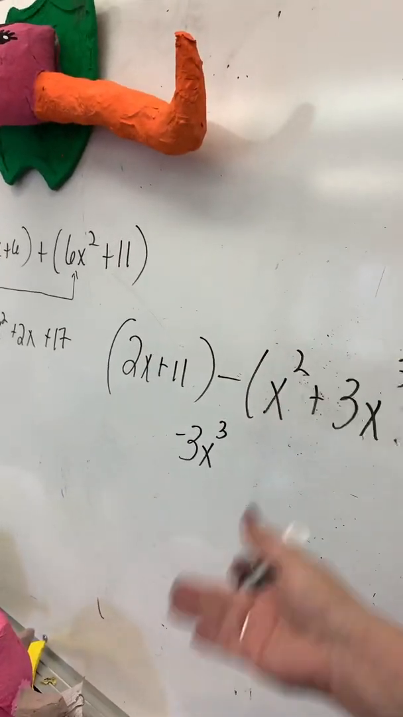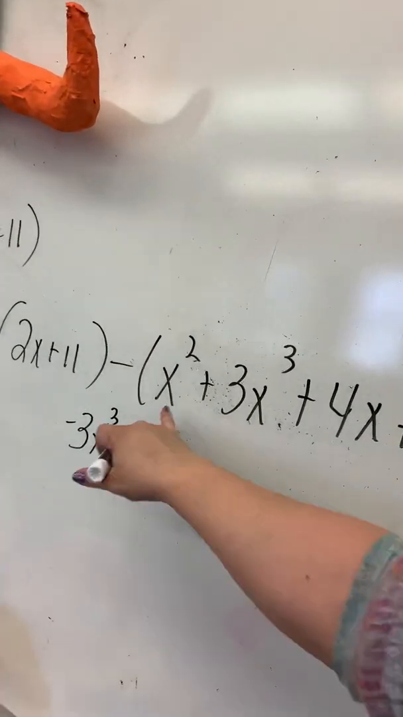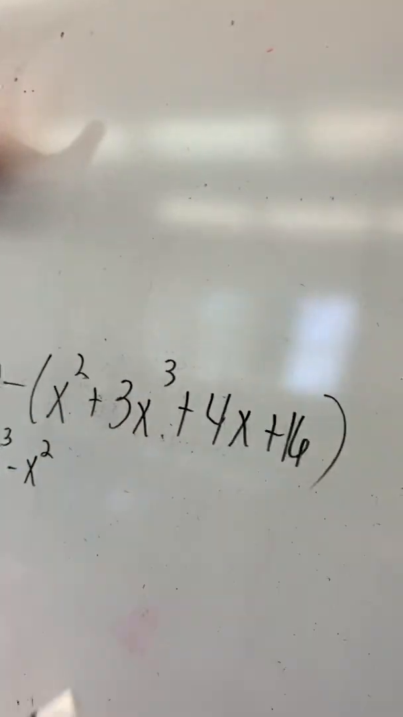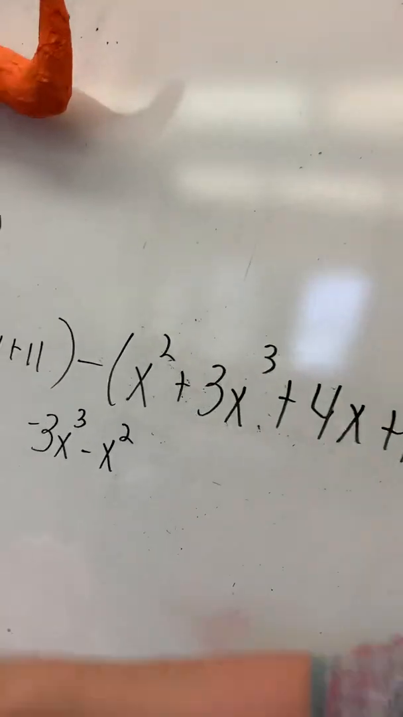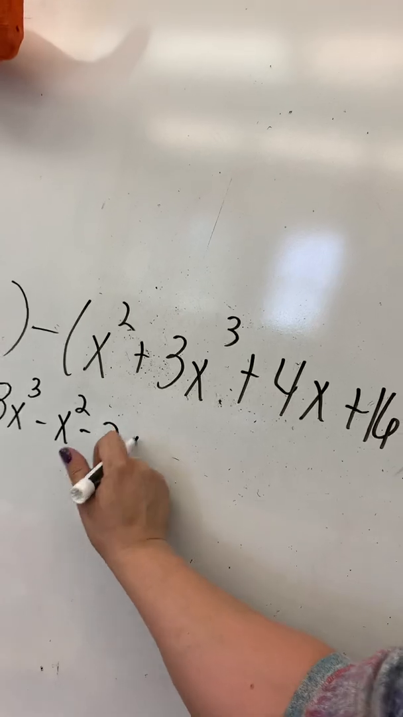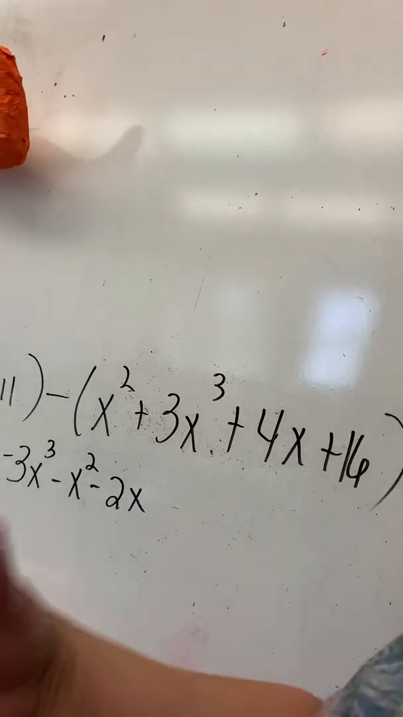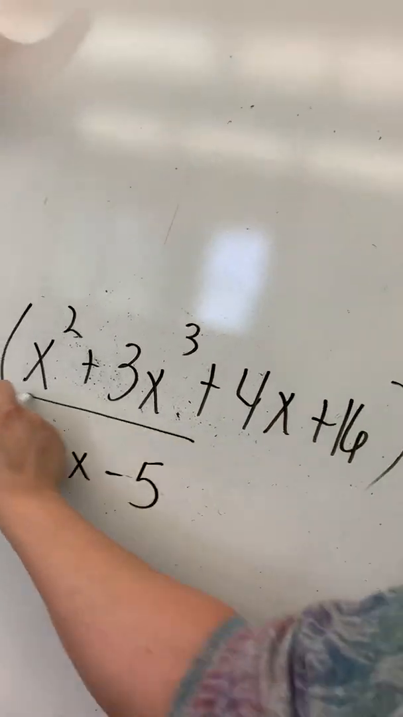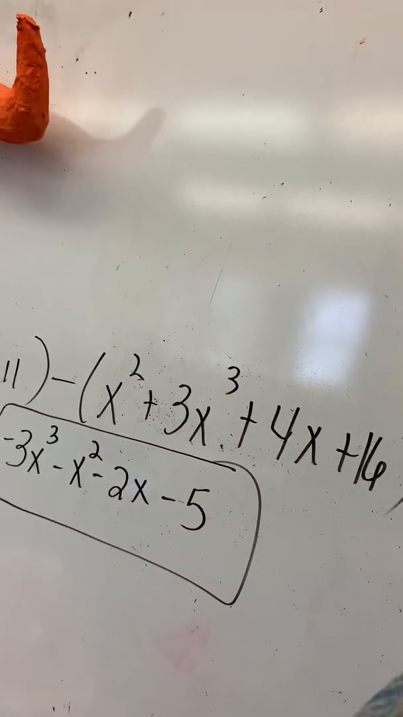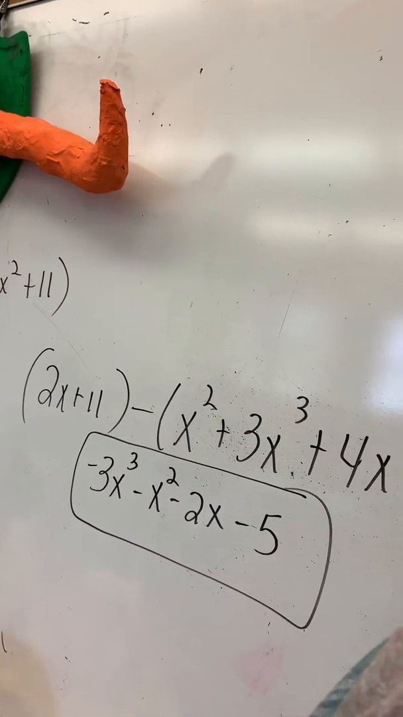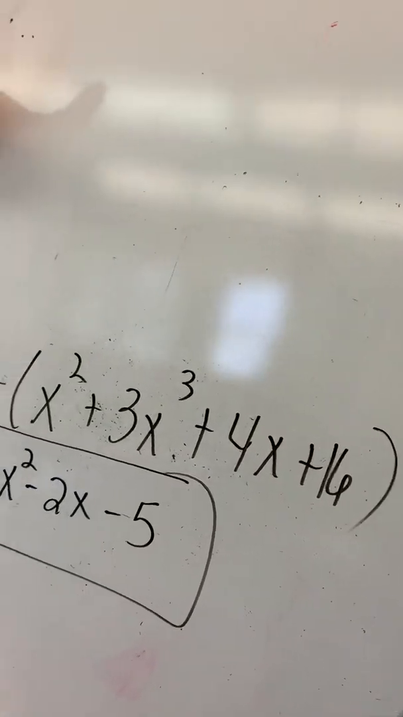And I like writing these in descending powers. What would come next then? The x squared. So negative x squared. I had nothing to combine it with. Now what comes next? 2x. My x's. What's 2x minus 4x? Negative 2x. And now comes my constants. What's 11 minus 16? You're just combining your like terms. So negatives are negatives and positives.